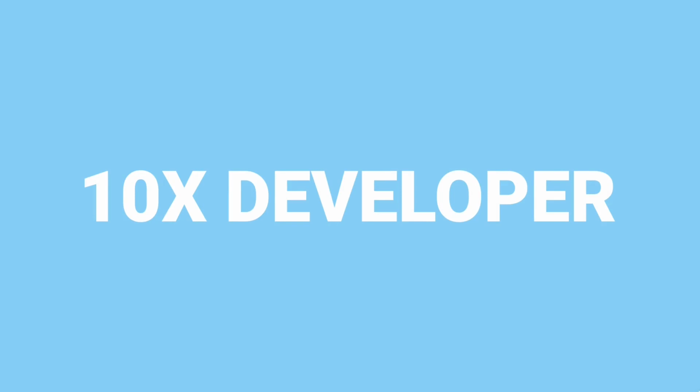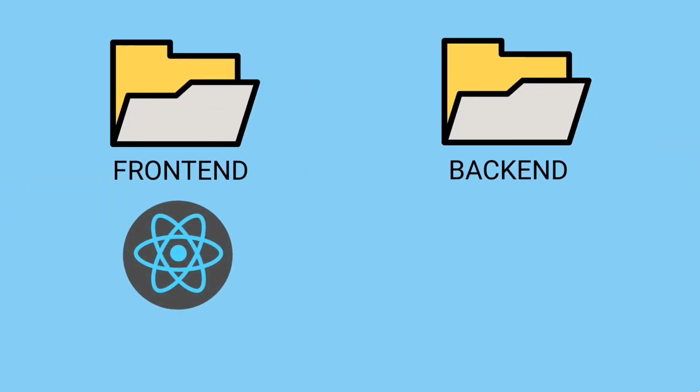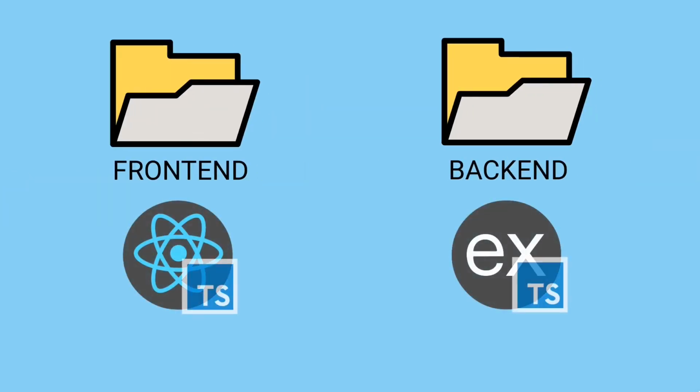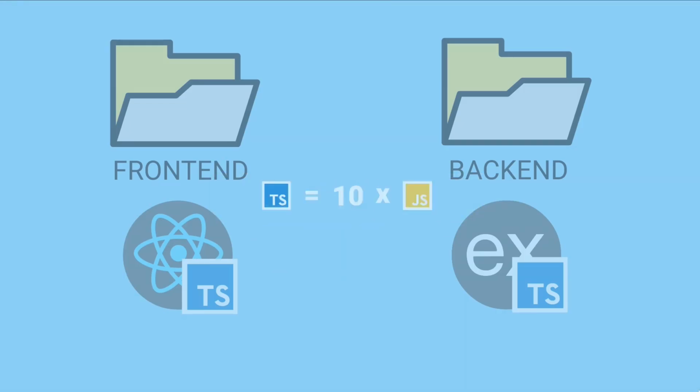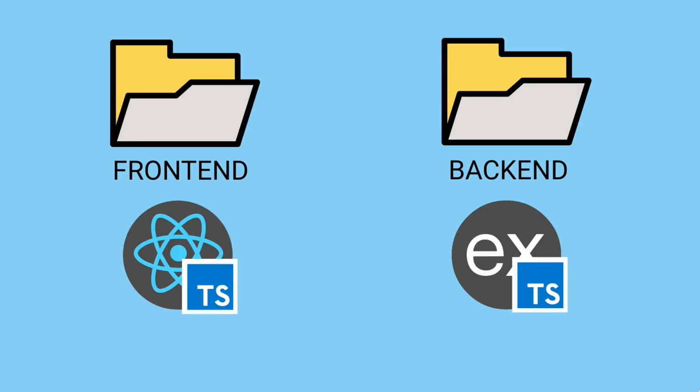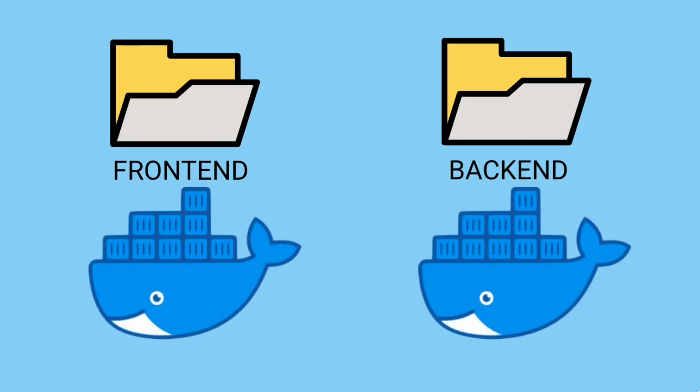In this video, I will show how to set up a Monorepo structure for a distributed platform that consists of a React frontend and an Express.js backend, both written in TypeScript because TypeScript is 10x JavaScript. Although in this case, the language does not matter because I'm going to show how to run everything inside Docker containers, so this can be used to run software written in any other language.